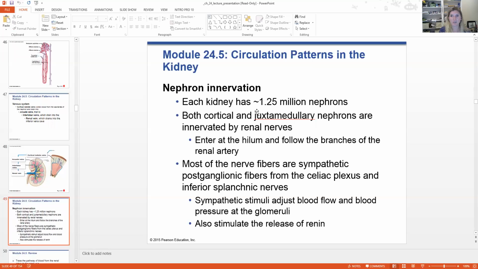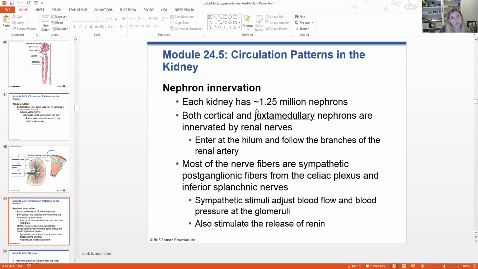Hence, you get really nervous, and then what do you have to do? Oh my God, I gotta pee. Right? It's because of that overstimulation of your kidneys. It comes from the postganglionic fibers from the celiac plexus and splanchnic nerves. And that sympathetic stimuli is going to help adjust any of the blood flow and blood pressure within the glomeruli and stimulate the release of renin.